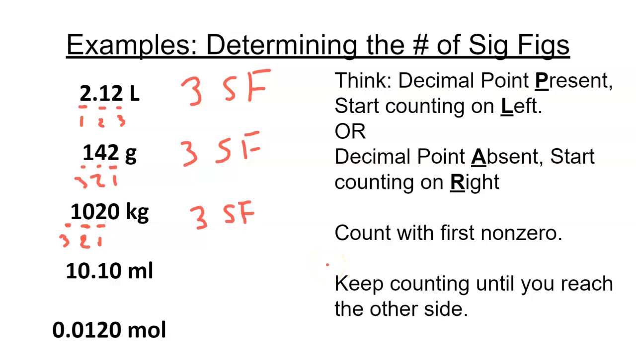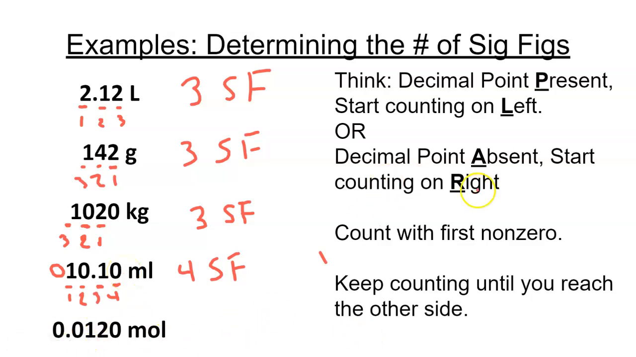How about this one? A lot of zeros in there, but remember, decimal point present, I start on the left with the first non-zero. 1, 2, 3, 4. This is 4 sig figs. Why do those zeros count? Those zeros count because they're not leading zeros. If I had a 0 here, that 0 would not count. If I had a 0 after here, right where this marker is, it would count.